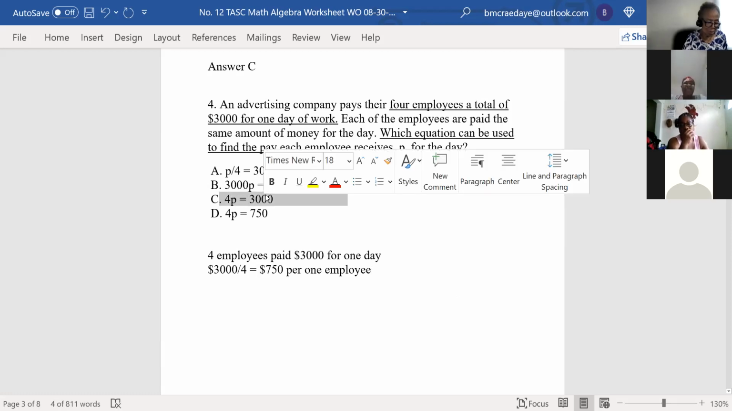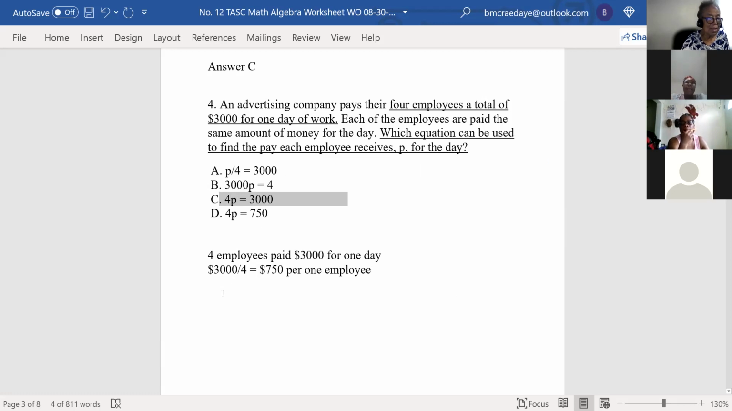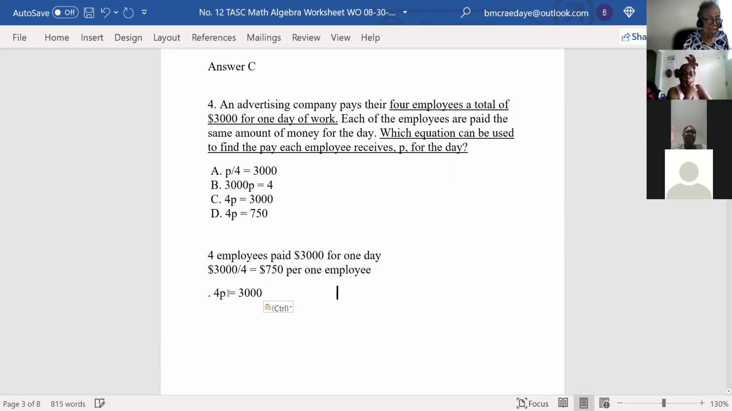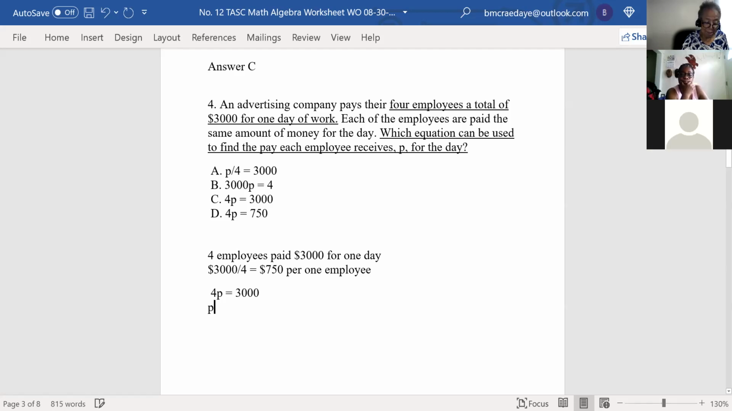Excuse me, Miss Barbara, I have to go. I'll come back in. Okay, all right. So 4P is equal to 3,000. So P is going to be, if you divide both sides by 4, right? P would be 3,000 divided by 4, which is what you have here, Vanessa. So you divide both sides by 4, and the left side would be P, and the right side would be 3,000 divided by 4. So the answer would be C.